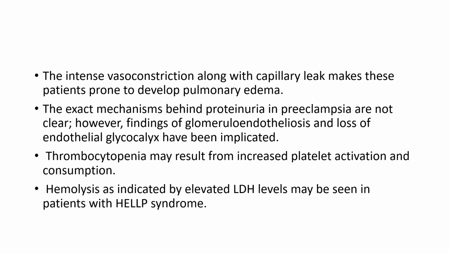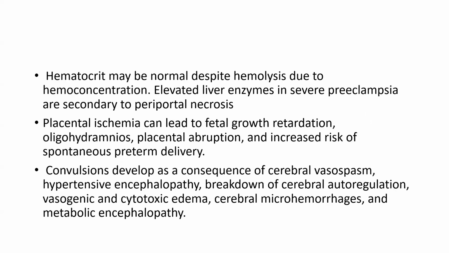The exact pathogenesis behind proteinuria in preeclampsia is not clear. However, findings of glomeruloendotheliosis and loss of endothelial glycocalyx have been implicated. Thrombocytopenia may result from the increased platelet activation and consumption. Hemolysis is indicated by elevated LDH level, which may be seen in patients with HELP syndrome. Hematocrit may be normal despite hemolysis due to hemoconcentration. Elevated liver enzymes in severe preeclampsia are secondary to periportal necrosis.